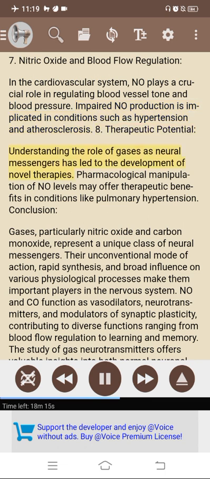8. Therapeutic potential. Understanding the role of gases as neural messengers has led to the development of novel therapies. Pharmacological manipulation of NO levels may offer therapeutic benefits in conditions like pulmonary hypertension.